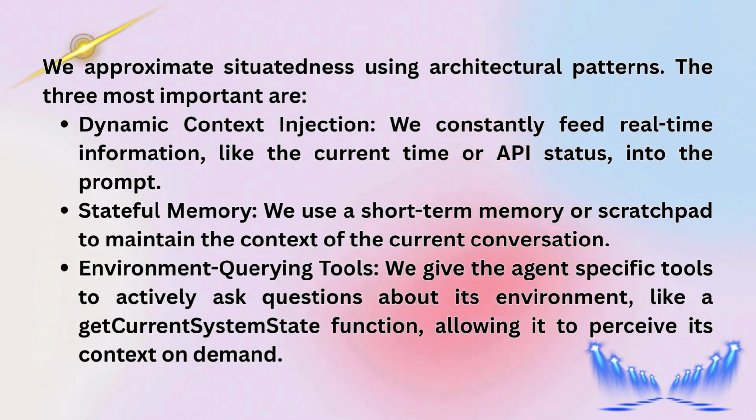We approximate situatedness using architectural patterns. The three most important are: 1. Dynamic context injection. We constantly feed real-time information, like the current time or API status, into the prompt. 2. Stateful memory. We use a short-term memory or scratchpad to maintain the context of the current conversation. 3. Environment querying tools. We give the agent specific tools to actively ask questions about its environment, like a get current system state function, allowing it to perceive its context on demand.